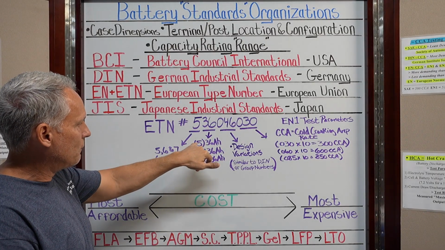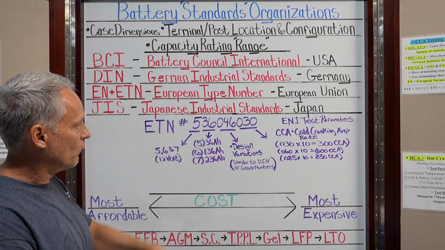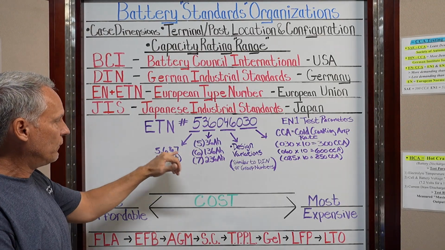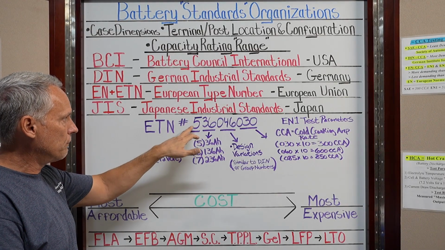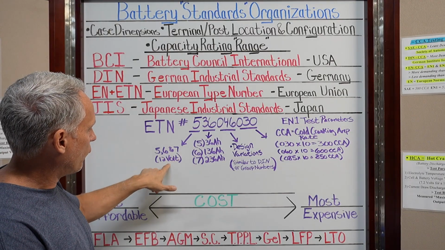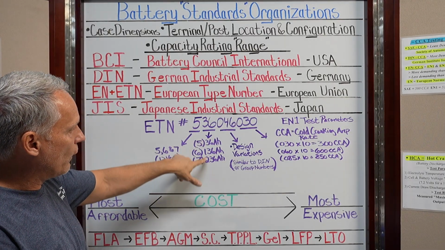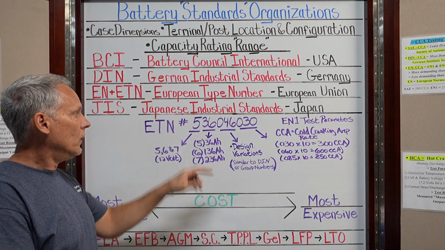So 5, preceded by 5 would be 36 amp hours, preceded by 6 would be 136, preceded by 7 would be 236. That's why there's 5, 6, and 7 to denote 12-volt batteries, because depending on that prefix to that number, all 3 of them would be 12-volt, but that's how you know the various amp hour ratings by the second and third digits.